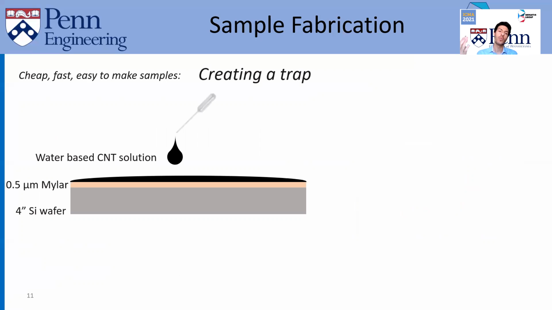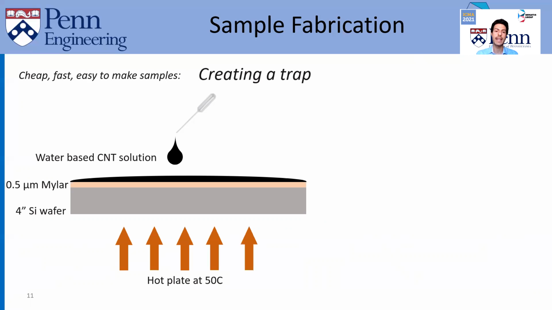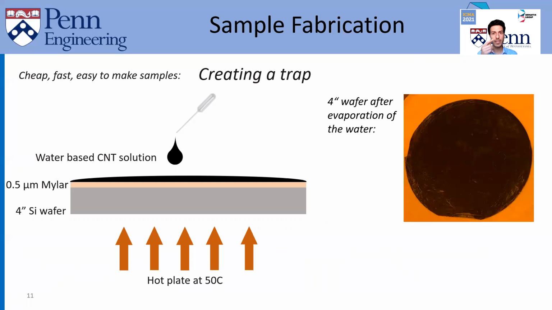Okay, so we drop casted a water-based solution of carbon nanotubes on this mylar, and then we heat it up on a hot plate at 50 degrees. You can see an image of the entire 4-inch wafer with the CNT covered mylar here. And the bonus points that we got, as I said, the mylar itself doesn't absorb light. And the whole idea of photophoretic levitation is to be able to absorb light. And the CNT layer does that for us.